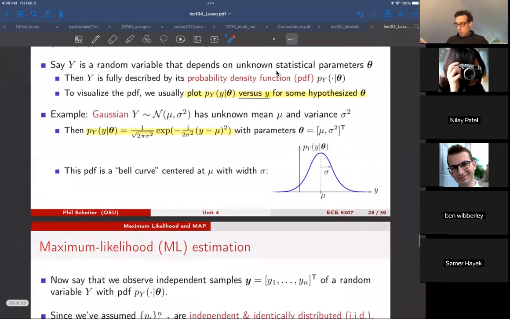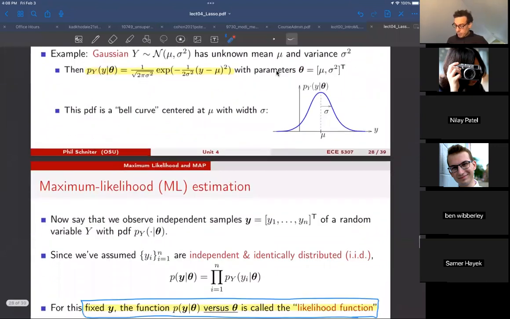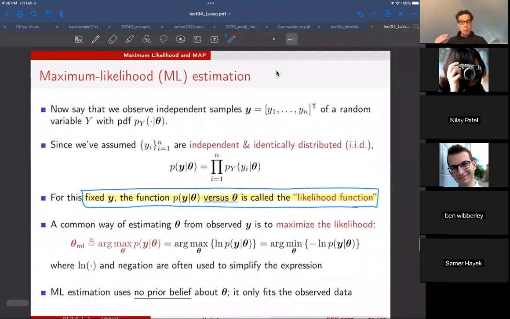But the whole point is when you think about things that way, you're fixing theta and varying y. The other way that's actually more useful to us right now is to fix y and vary theta. That's how we have to think about the problem when we have fixed data y and we're trying to fit the best parameters theta to that data y. Okay, so that's an important distinction. Any questions on that before we move on? Because that's a super important way of thinking about things.